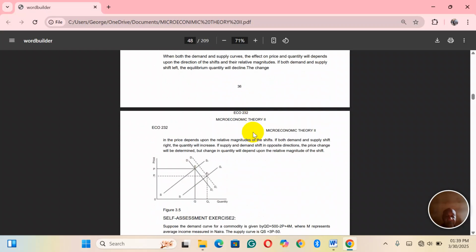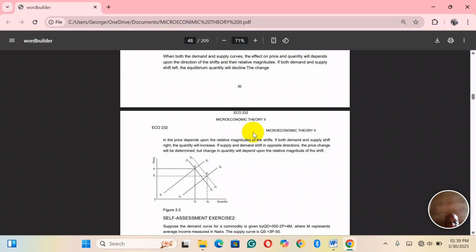Also, we can see here that the price also depends upon the relative magnitude of the shift. So if both demand and supply shift right, then quantity will also increase. And if the supply and the demand shift in opposite directions, the price change will also be determined. But the change in quantity will also depend upon the relative magnitude of the shift. So we can see all the shifts here.